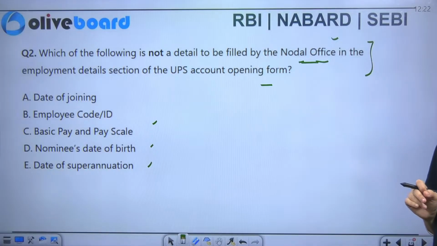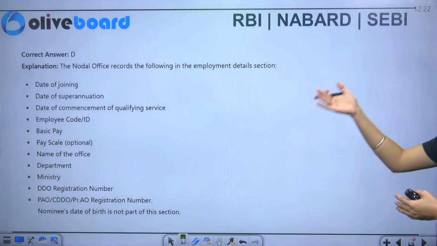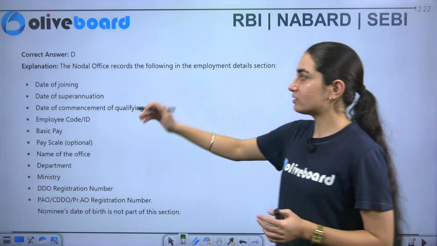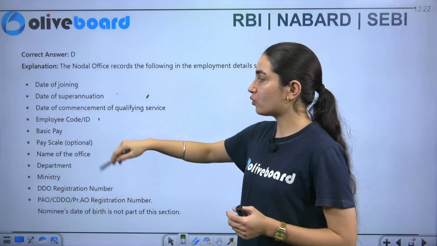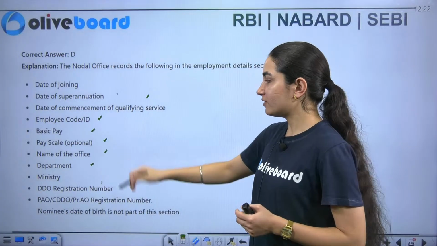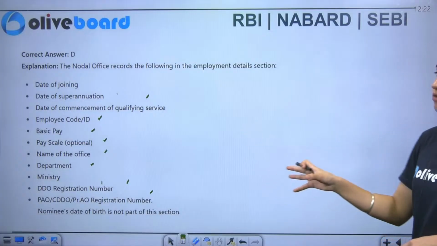Okay, Akshay says D. Alright, so the correct answer is D only. We have these sections which are specifically filled: date of joining, date of superannuation and date of commencement. We have employer code ID, basic pay, pay scale, name of the office, department, ministry. We have DDO registration and the other options as well. These are the ones on which we rely.